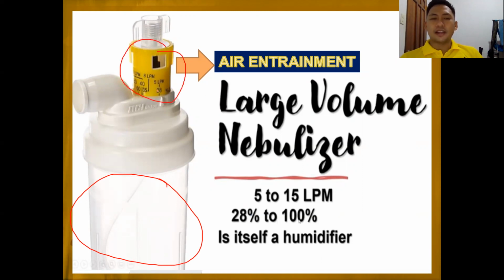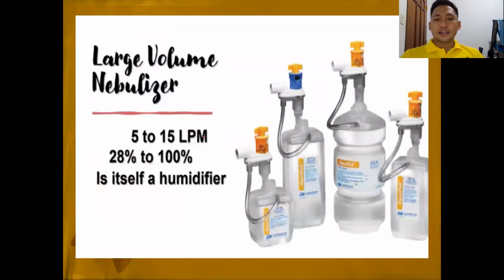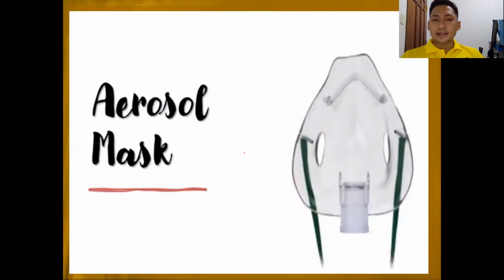So we can actually regulate it by adjusting the air entrainment device, depending on the desired FiO2 or liters per minute. Dito i-connect ang large bore tubing natin, which can be connected to either a tracheostomy mask, what else? You can connect it to an aerosol mask.